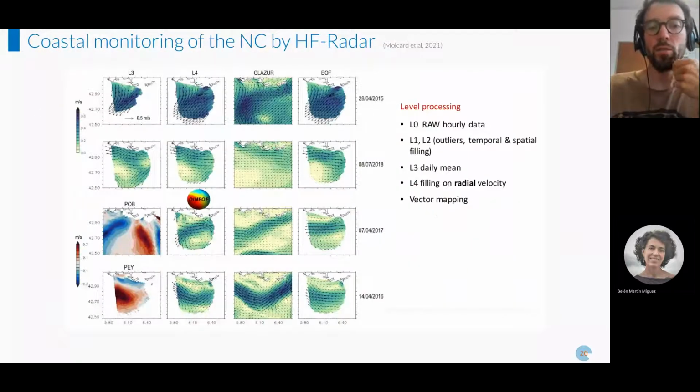So lots of effort has been put on the HF radar side into data processing, and now there is a full processing chain running that allows filling gaps. Using EOFs, it fills gaps that can happen in HF radars when there are sometimes technical problems.